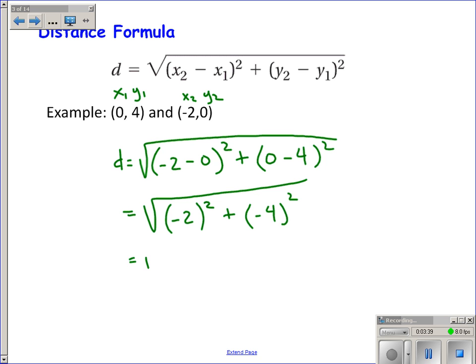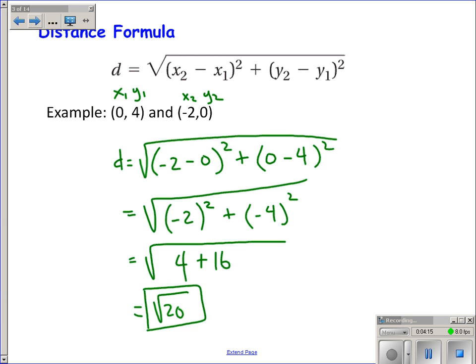Okay, now be very careful with negatives on this next step. Negative 2 squared, or negative 2 times negative 2, is a positive 4, because a negative times a negative is a positive. Okay, whenever you square a number, negative or positive, it'll always be a positive number. Plus, negative 4 squared is negative 4 times negative 4, which is a positive 16. Okay, 4 plus 16 is the square root of 20, and I could simplify this, but I'll leave it as square root of 20, or you can find the decimal in your calculator if you wanted to.